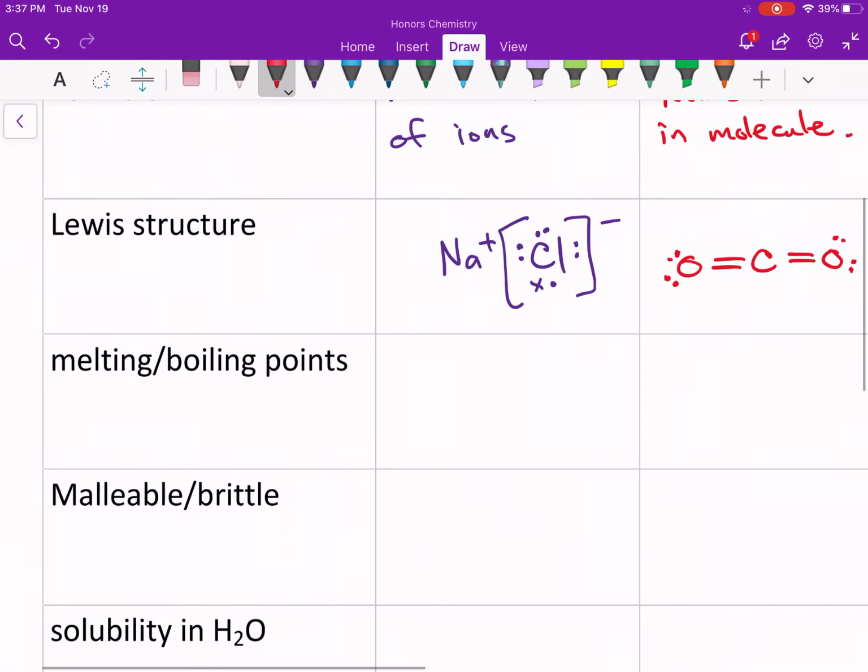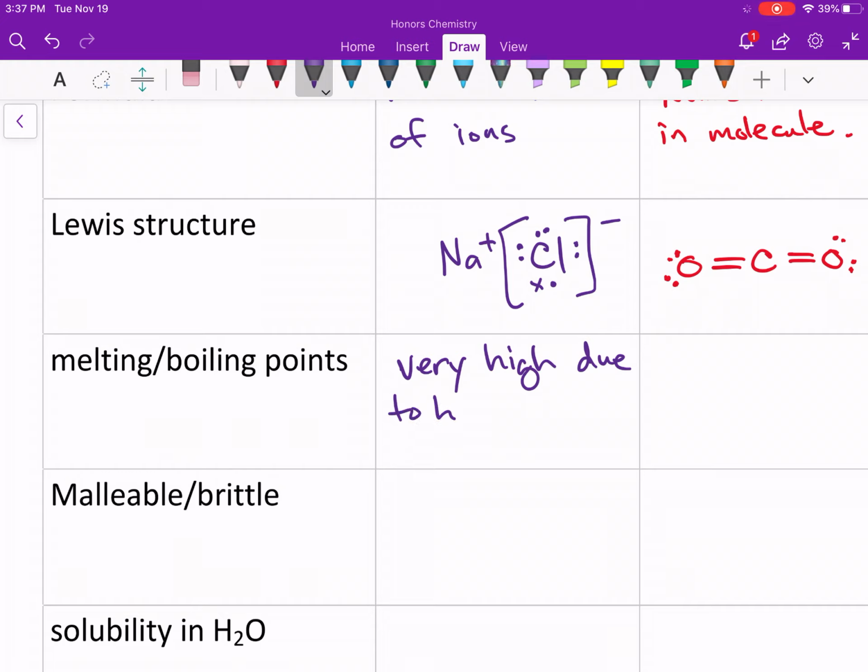All right, let's compare some properties here. Melting points for ionic compounds, extremely high. And you can say that it is related to high lattice energy, or LE. We talked about that already. All ionic compounds have high lattice energies. Of course, they vary depending on charge and sizes of ions, which we've talked about before. But the crystal lattice is very difficult to break down with heat. So melting points of all ionic compounds are going to be really high.